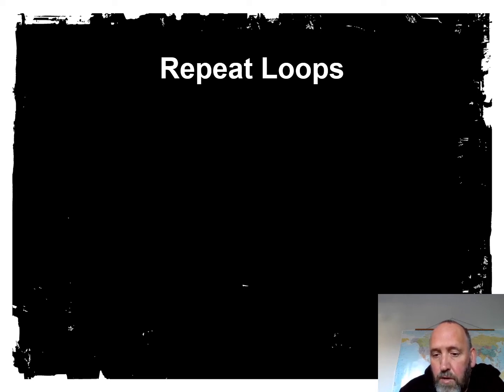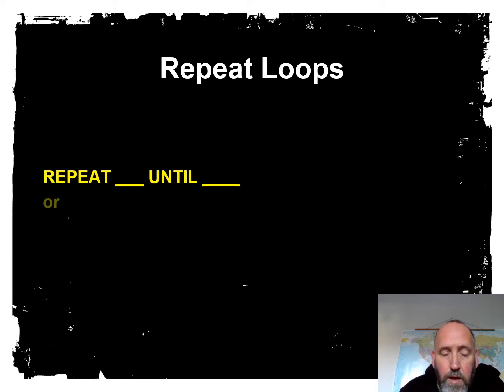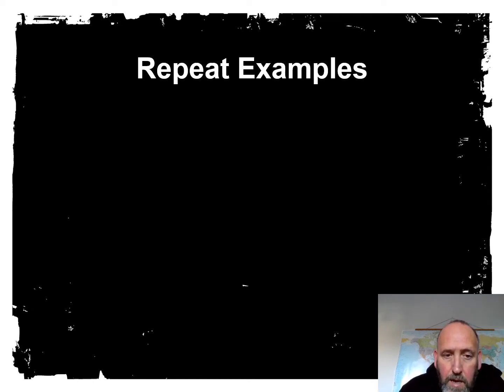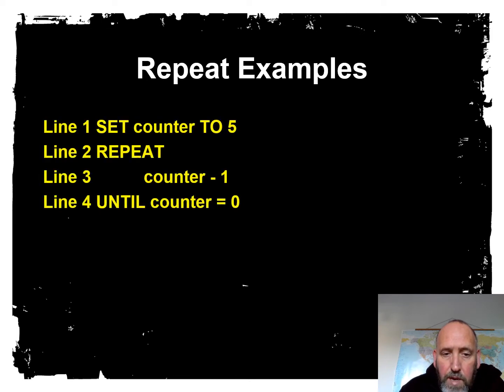Now we're going to look at loops with pseudocode. There's only two types of loops that we know: conditional and unconditional. Repeat until, or repeat times. Let's have a look at some repeat examples.